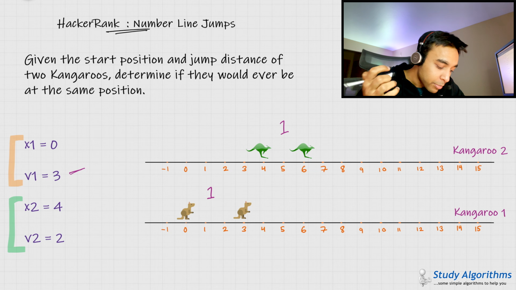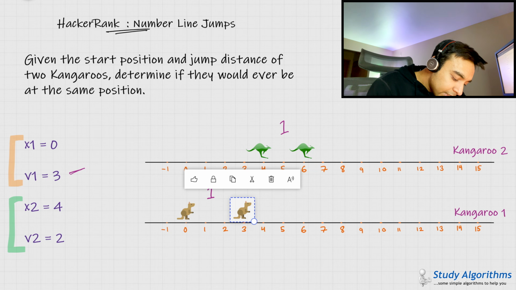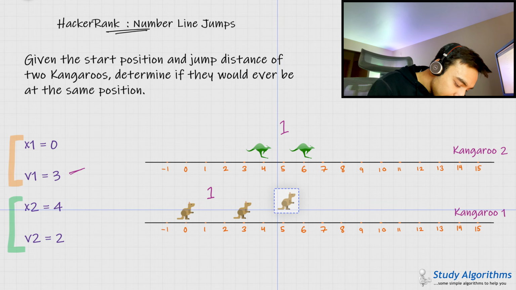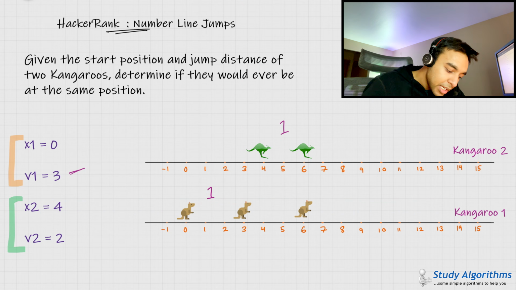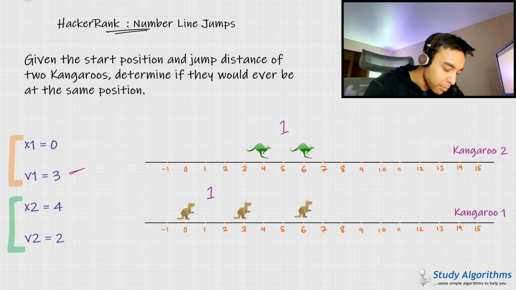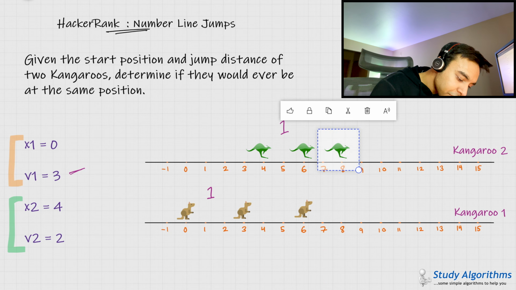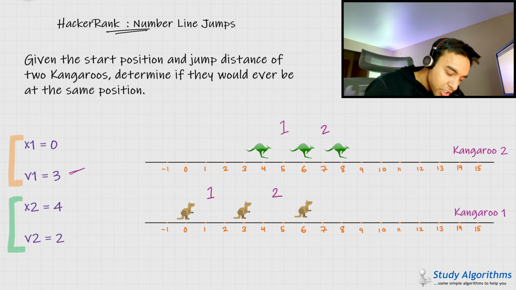This will keep on happening. Kangaroo number 1 will now jump again. This time he will again jump 3 places, so he lands at position number 6. You may feel that both the kangaroos are now at the same position. But during this time, kangaroo number 2 will also jump, correct? So kangaroo number 2 reaches position number 8. So after 2 jumps, the positions are 6 and 8 respectively.